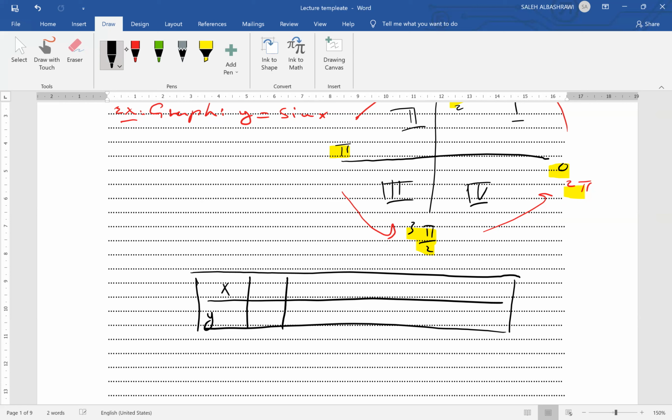The first angle, or first value for x, is equal to 0. The second one is pi over 2. The third one is pi. The fourth one is 3 pi over 2, and then 2 pi.